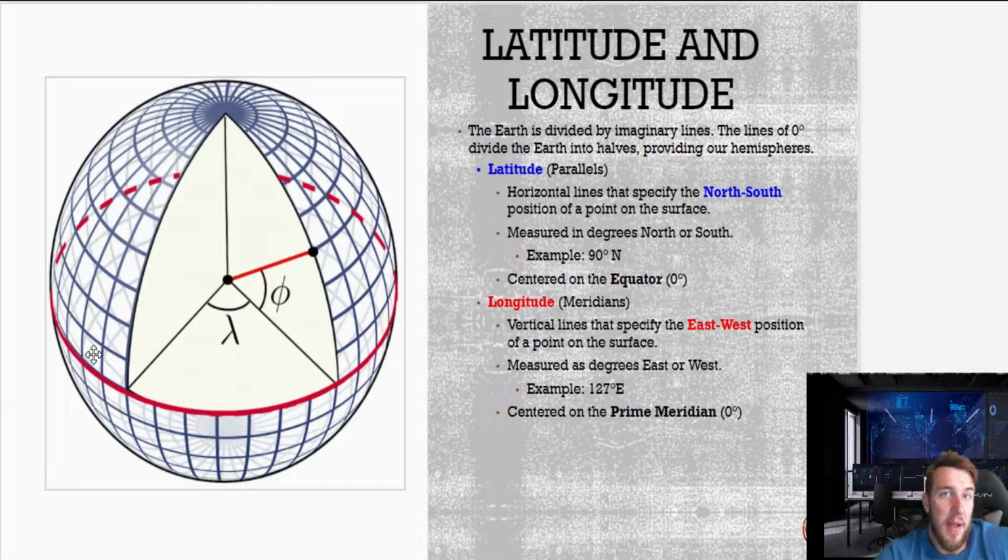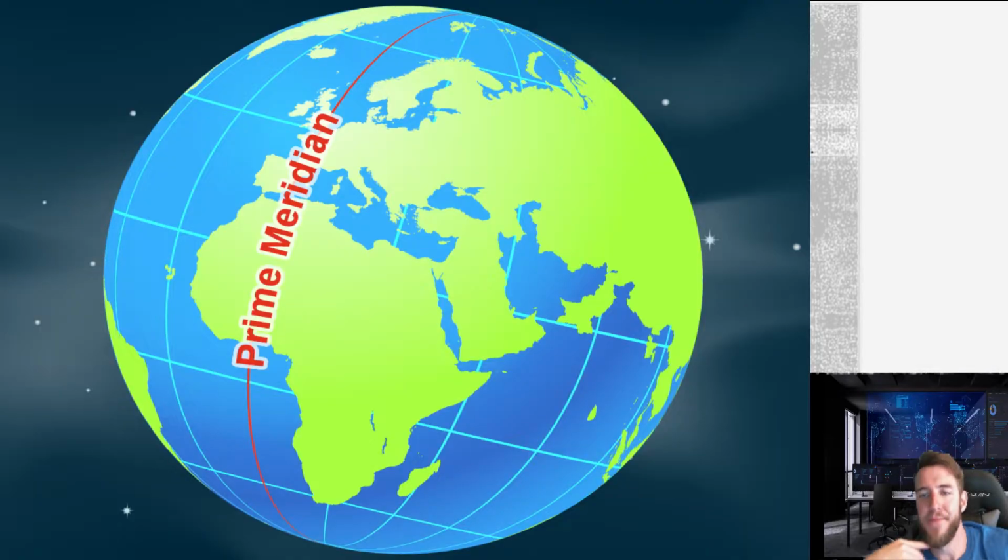In South America, that's where it runs through, and obviously it goes all the way around the world, but that's kind of where we know it. Longitude, these are the meridians, vertical lines that specify the east and west, right? And that would be, I think that one runs through England. That's where the prime meridian is.